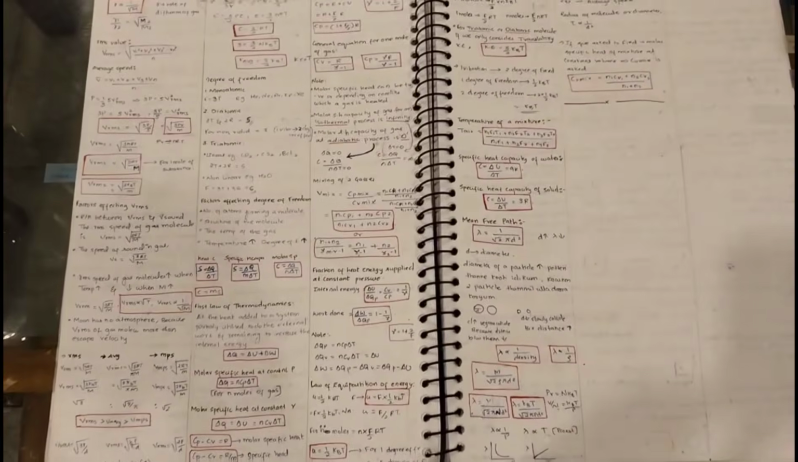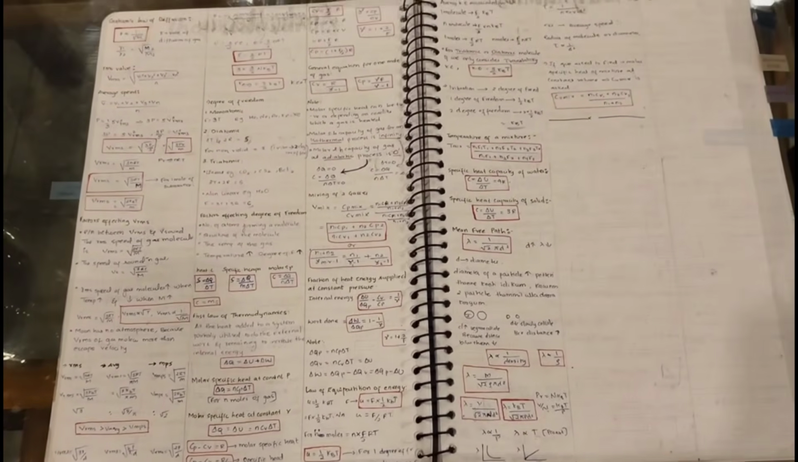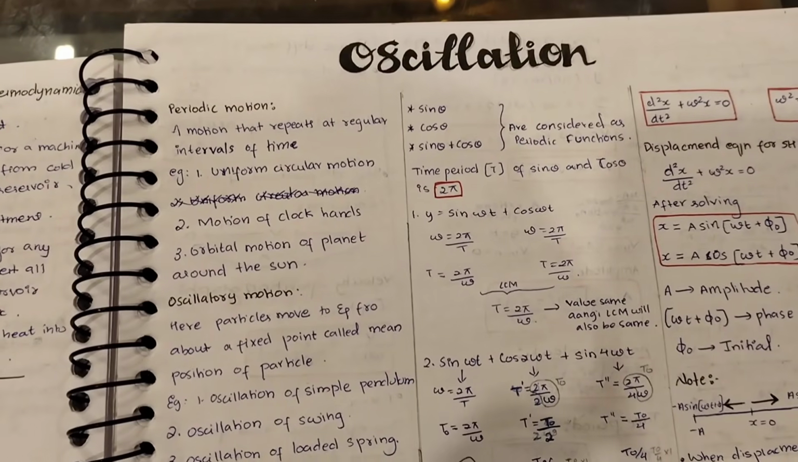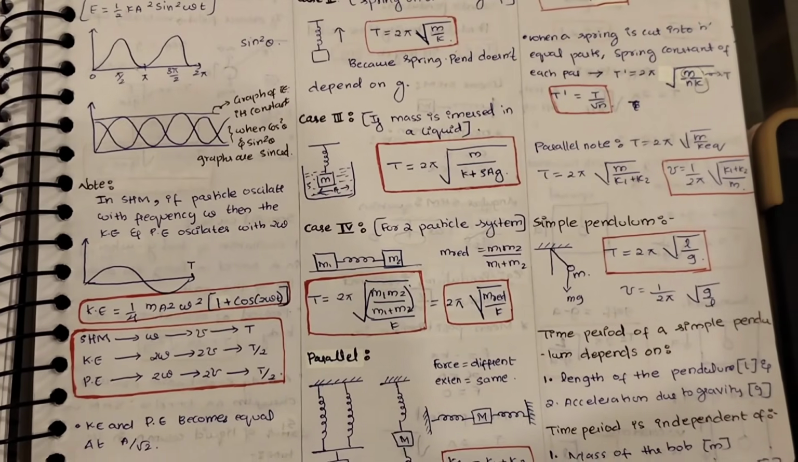And here in some chapters, instead of using highlighters, I have used a red pen to make a box around the important equations. This is simple and also effective.